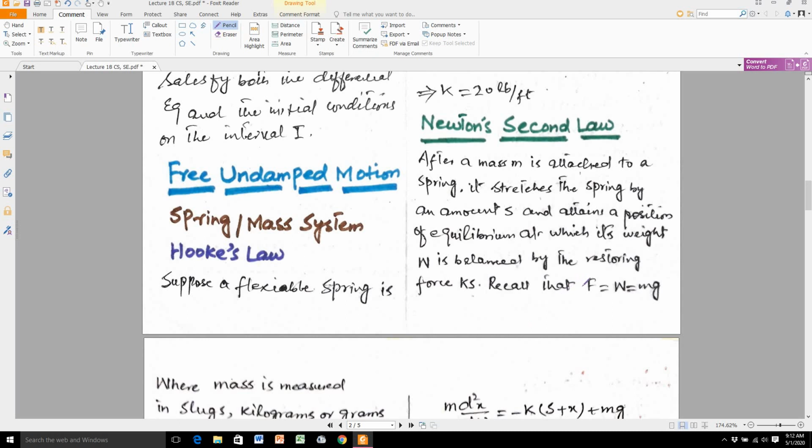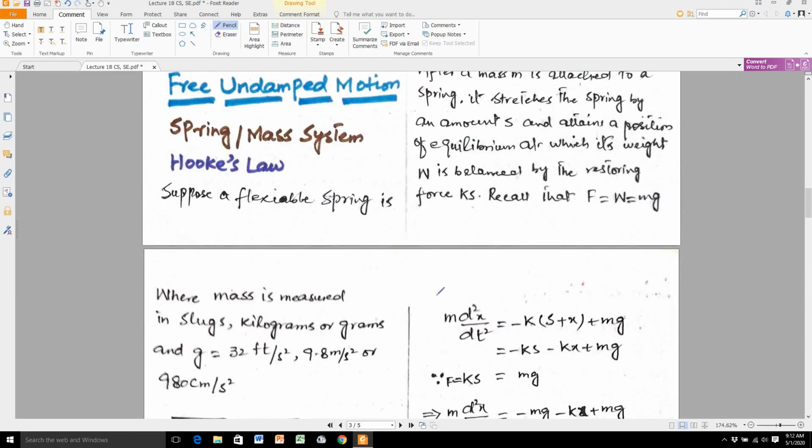Earlier I was telling you the quantity of force: it's equal to the weight of the body. How much weight of a body is required, the force is up to that. So where the mass is measured in slugs, these units are taken from the engineering system.